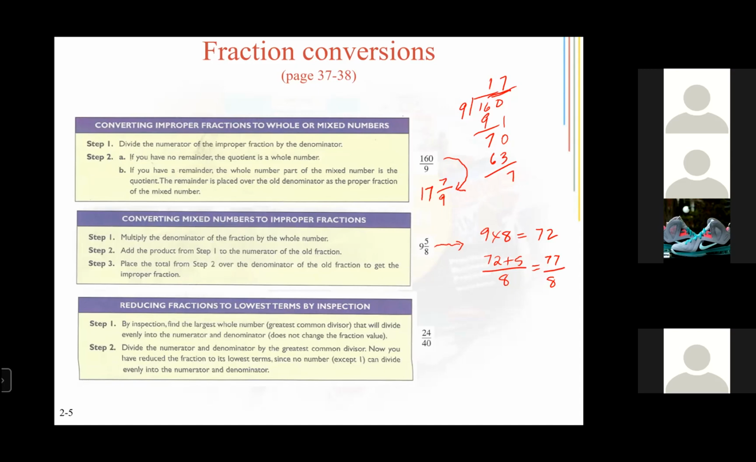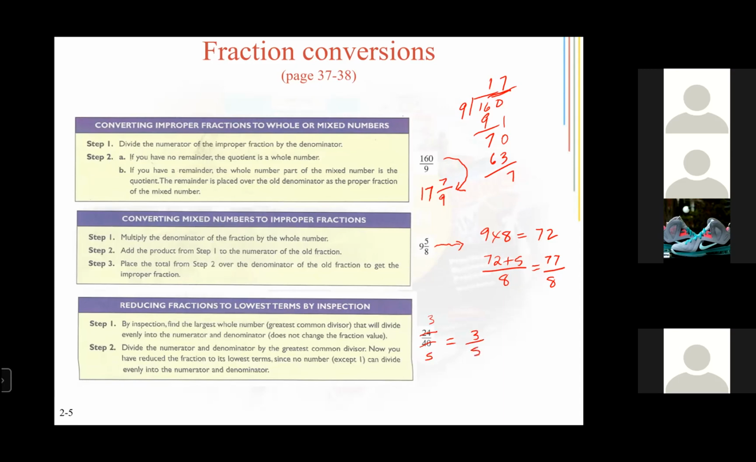We have to find the greatest common divisor. Okay. So I think the greatest one is 4. No, I think it's 8. 8, okay. Yeah, 8 would be the greatest number that could divide both of them. So if you divide 24 by 8, you get? I think it's 3. And 40 by 8 is? 5. So your simplest form is 3 over 5.